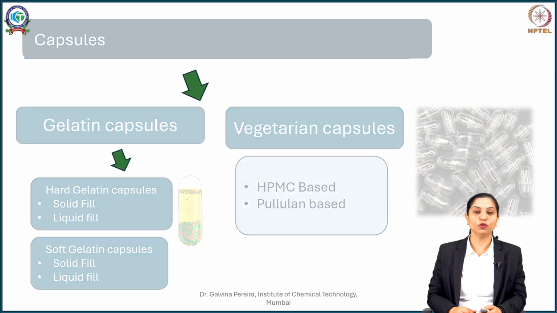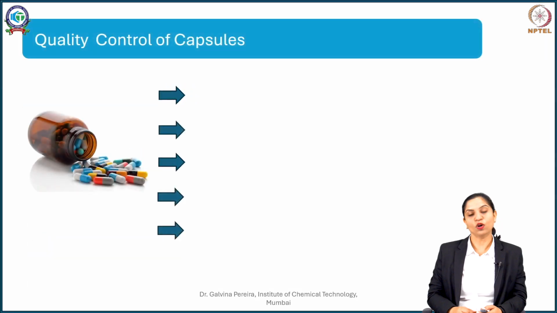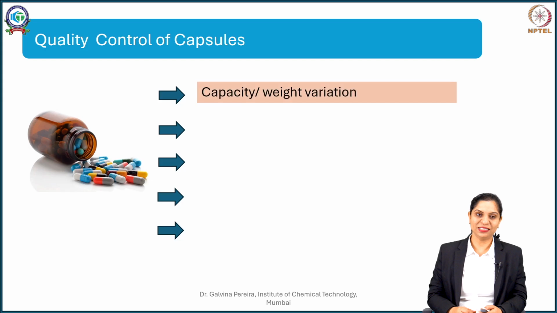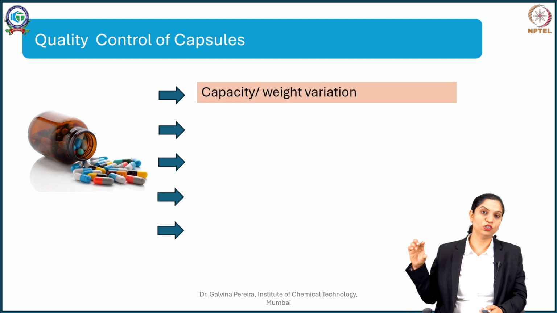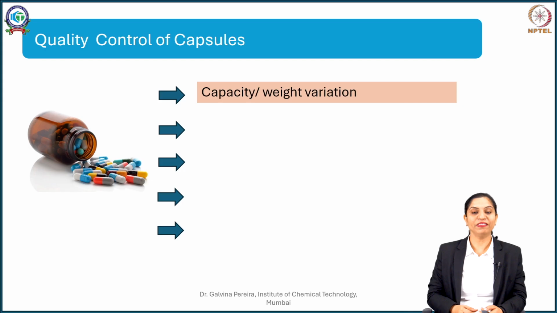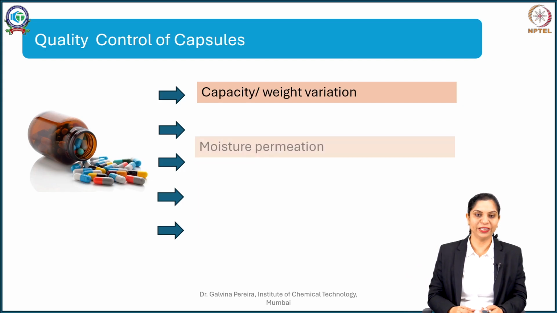Once you have it, you can do the quality control tests. The quality control parameters of capsules include capacity. So if you filled in, say, 10 capsules, how much volume did each of these capsules take, how much weight did each of these capsules take, was there any variation, because that weight variation again corresponds to your doses. So you need to be careful.